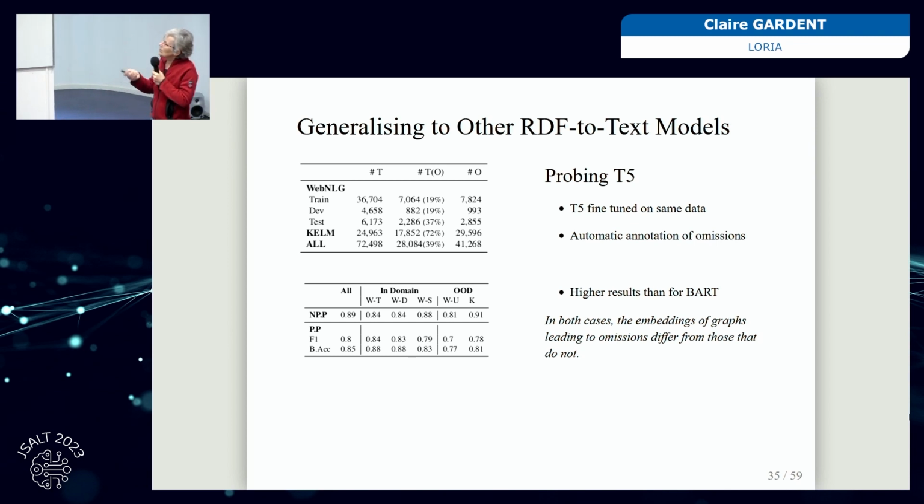So this first experiment was done on BART, and we did a similar experiment on T5 to see whether it was a specificity of BART or whether it was generally true that you can detect from the encoding of the graphs whether an entity is going to be mentioned or not. We do the same experiment on T5, but we only did the automatic annotation, and the results are stronger in this case than in the previous case. NPP is the non-parametric probe, and PP is the parametric probe, and you see the scores are higher than before.